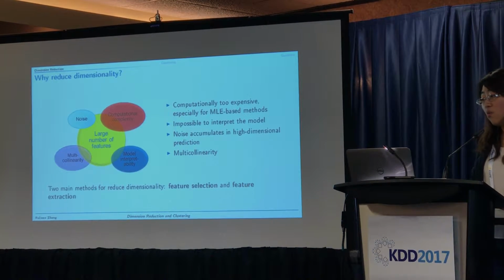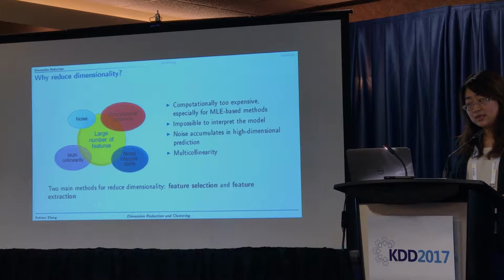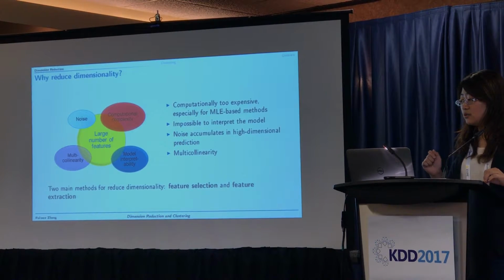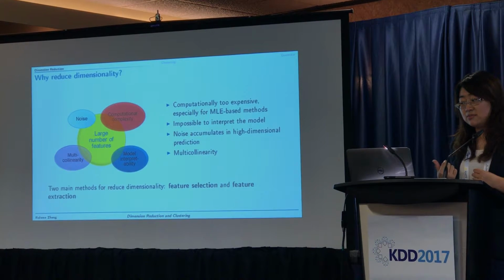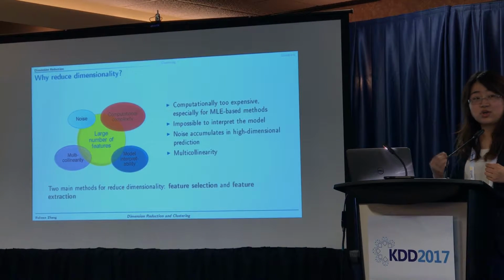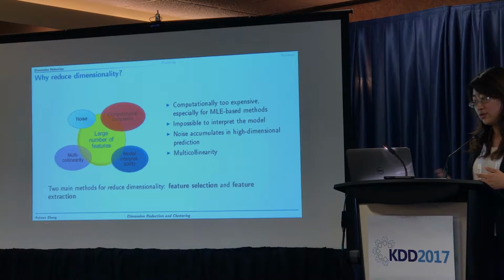First, why we need to reduce dimensionality. The first problem is computational complexity. Many traditional statistical algorithms are MLE based, maximum likelihood based, and start with the calculation of the covariance matrix, which can be computationally expensive when we have a large number of features.